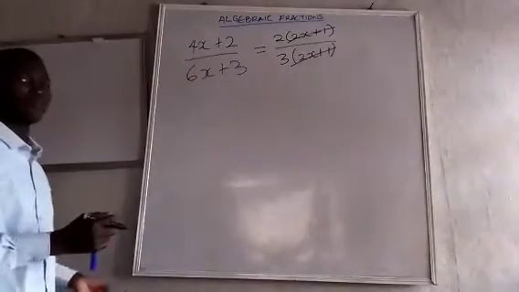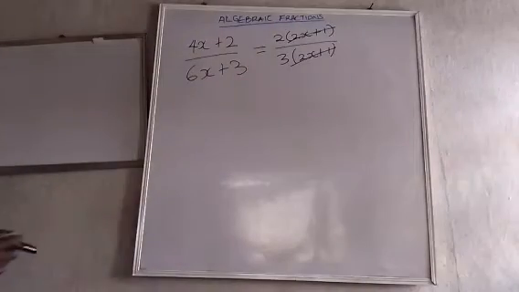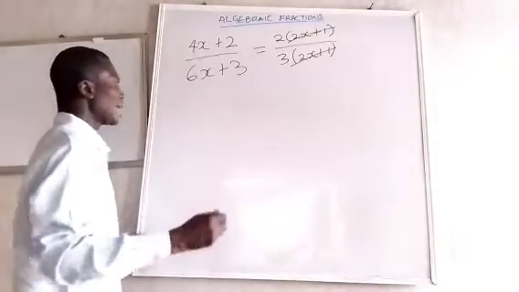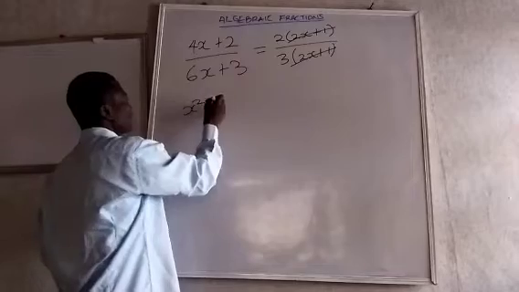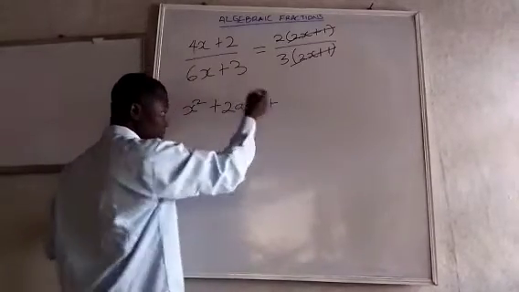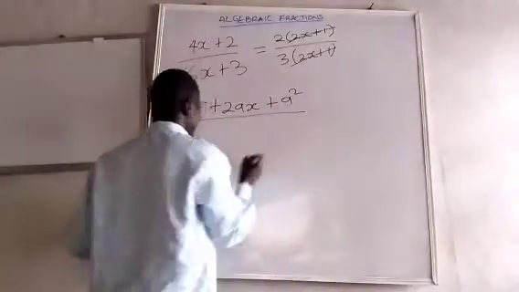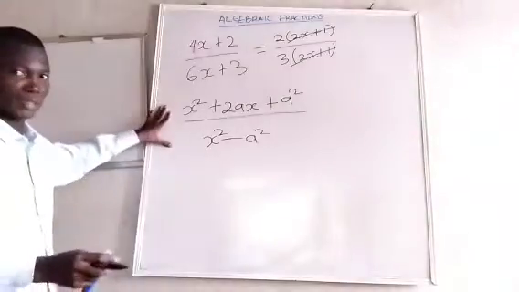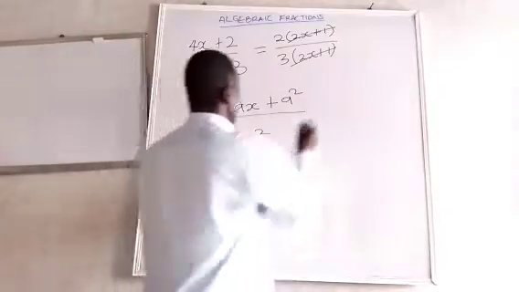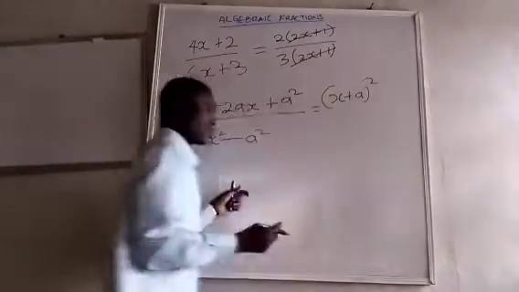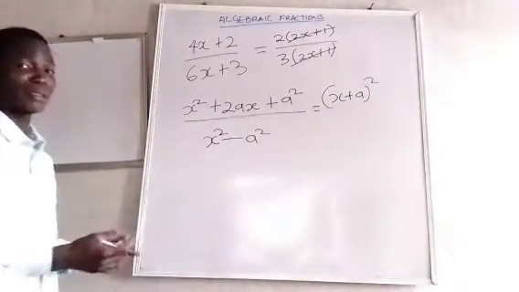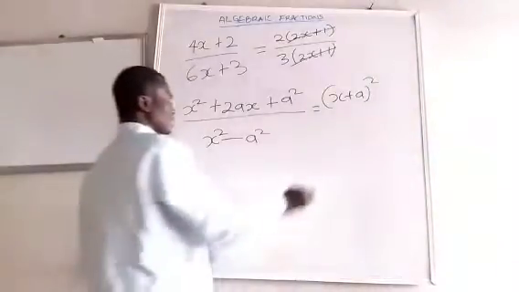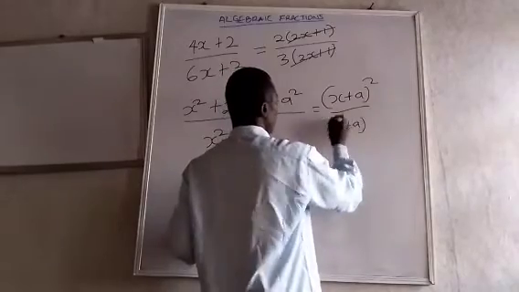Another situation that can arise is when you have a quadratic or cubic, whatever form of equation. Let's look at a scenario like this: x squared plus 2ax plus a squared, divided by x squared minus a squared. Looking at the numerator, you can easily say this is equal to x plus a all squared. That's why all this little knowledge is very good to have in your palm. Here too, the denominator is the difference of two squares, so it is equal to x plus a times x minus a.